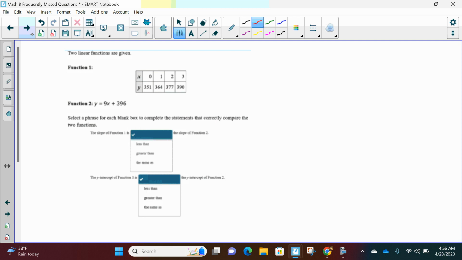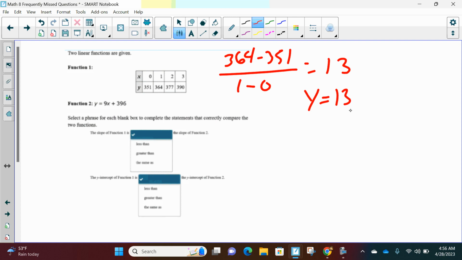So to find the slope, I'm going to subtract the y's: 364 minus 351, and put it over the x's: 1 minus 0, equals 13. So slope is 13, and the y-intercept is 351. So my equation is y equals 13x plus 351.